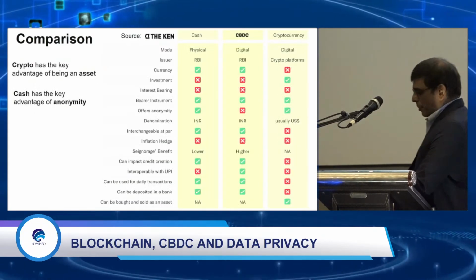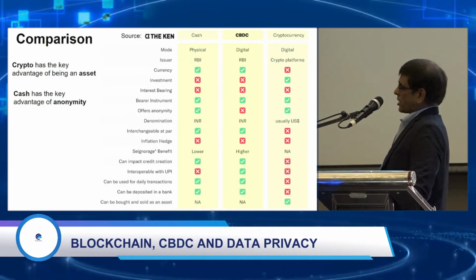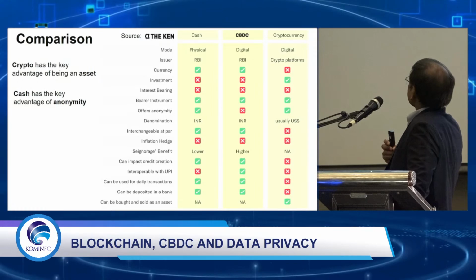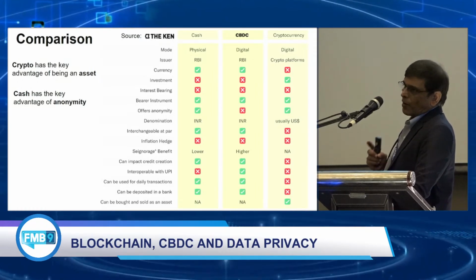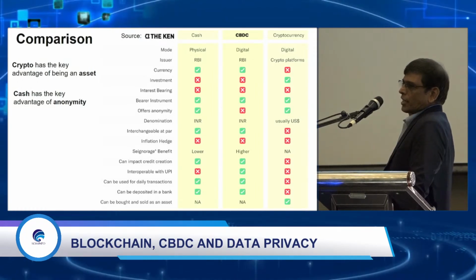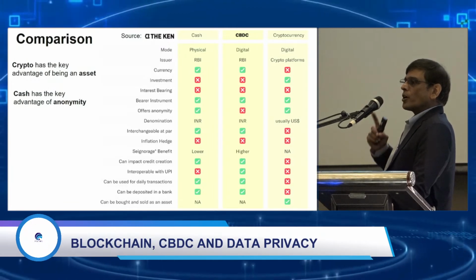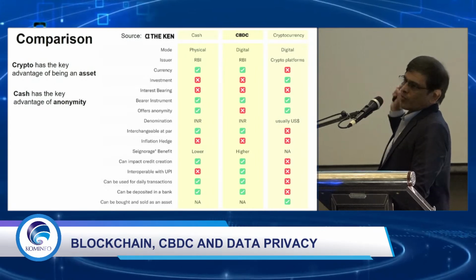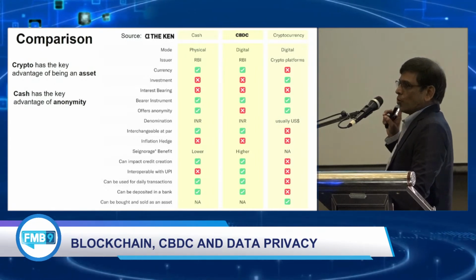Now, if you compare CBDC with crypto and cash, you see that crypto has the key advantage that it is an asset, and cash has the key advantage that it has anonymity. So if you stare at this comparison diagram, you can ask, what is that one advantage that CBDC has, which is different from the others? Very hard to spot it. You have to look at it carefully.